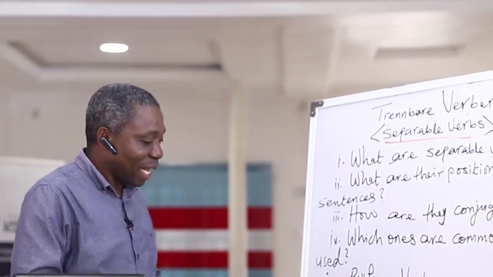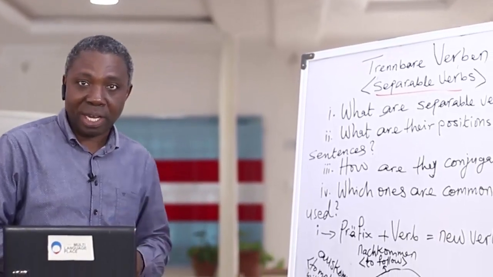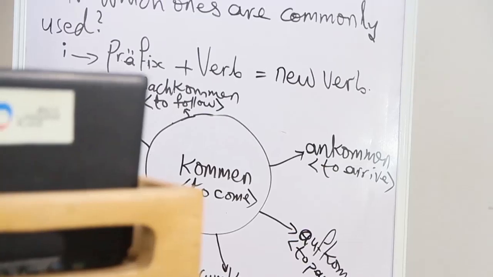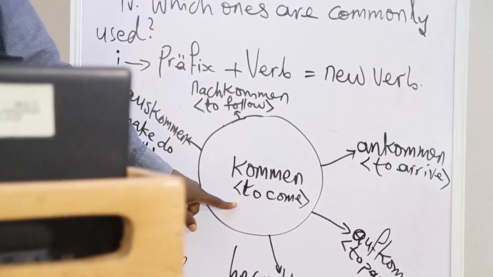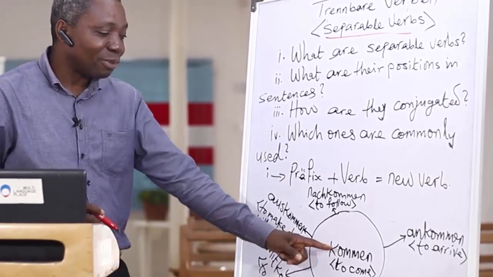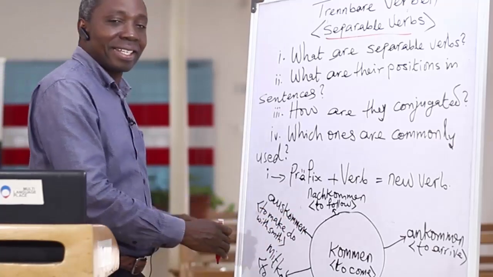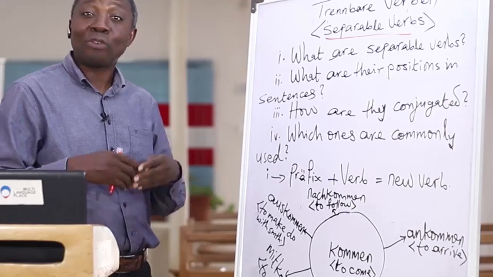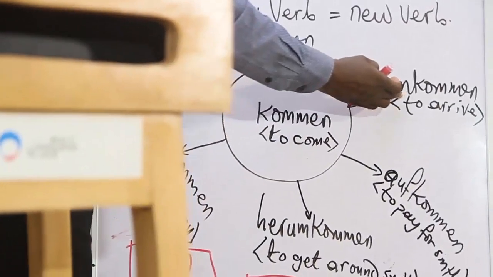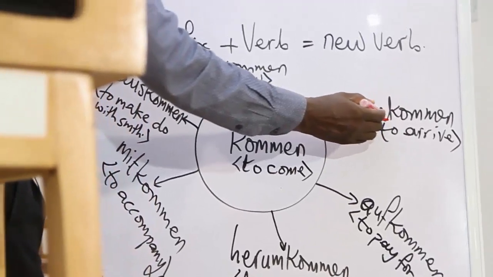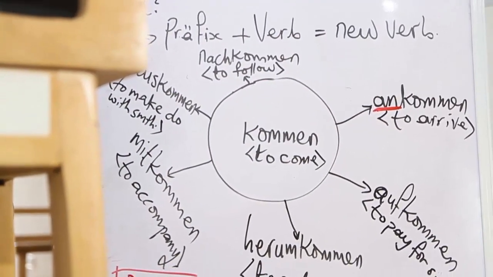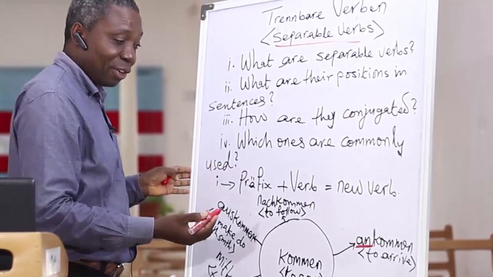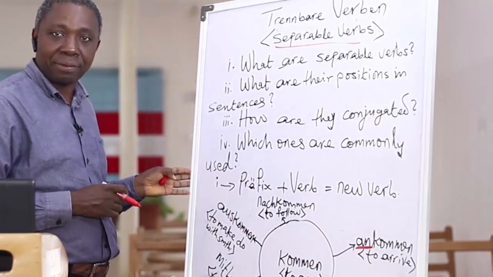And I have an example here. Here is the verb that we are familiar with if we have been watching the previous videos. This is the verb kommen, and it means to come. Now, that verb kommen is turning into different other verbs just because of the addition of prefixes. So we have kommen, and an is added to it and it becomes ankommen. Ankommen means to arrive.